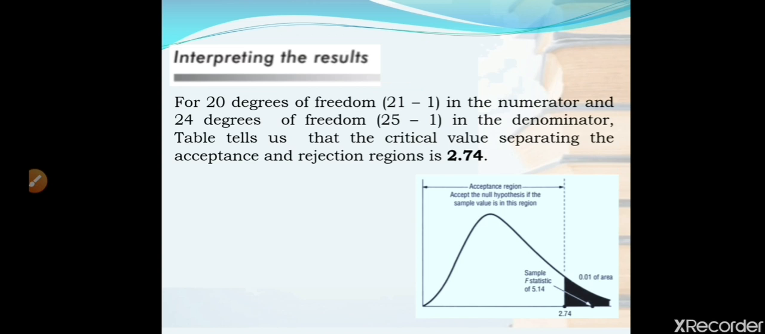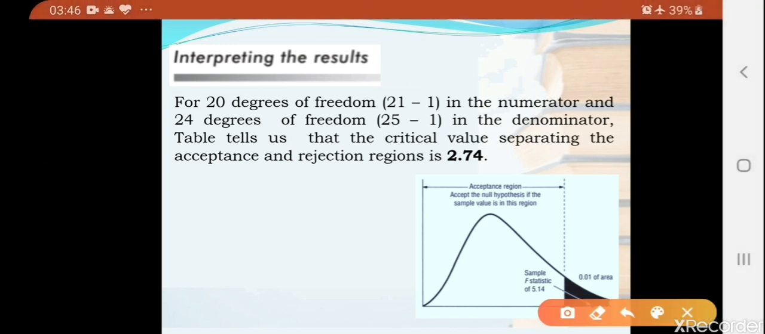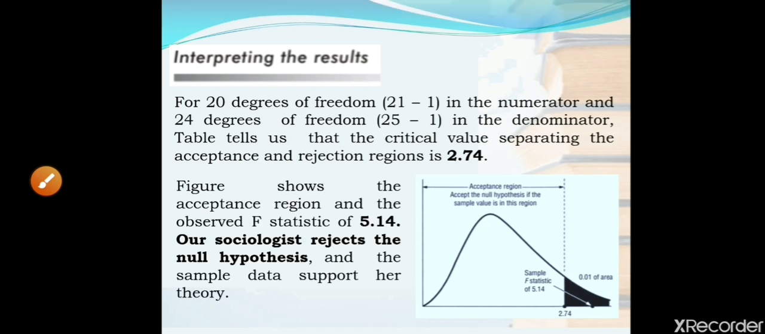And here first sample size is 21. So degrees of freedom is n minus 1, 20. Similarly, for second population, sample size is 25. So the degrees of freedom is 25 minus 1, that is 24. So from the table, we will see with respect to 20 and 24, the F value comes out to be 2.74. So our value is 5.15.